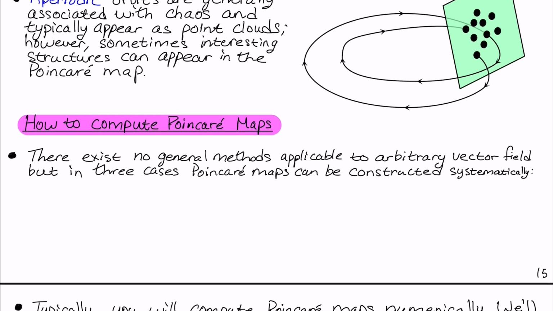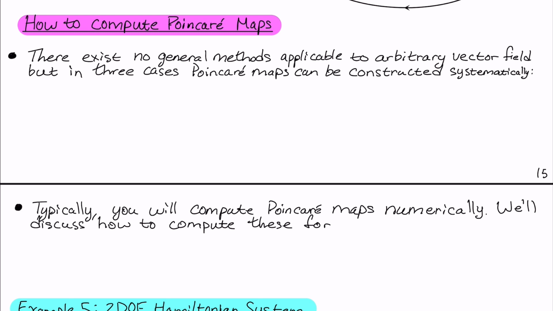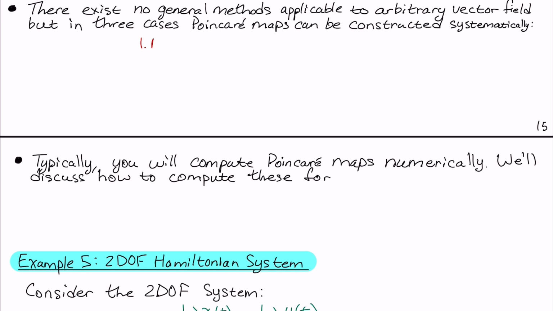All right, so let's now talk about how to compute Poincare maps. In general, there exists no general analytical method to compute Poincare maps for arbitrary vector fields. But there are three cases where you can construct these systematically or analytically, in a way that you don't need to do any kind of numerical calculation. The first case is when we are near a periodic orbit. Since you can compute the stability of the periodic orbit, you can then compute and construct what will happen around that orbit. The second is near what's known as a homoclinic orbit.